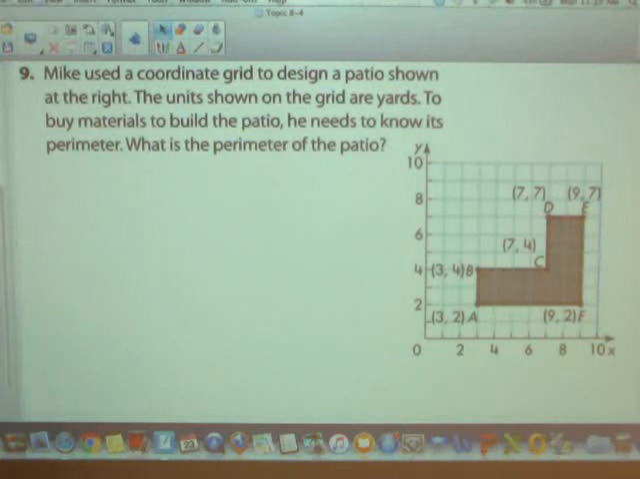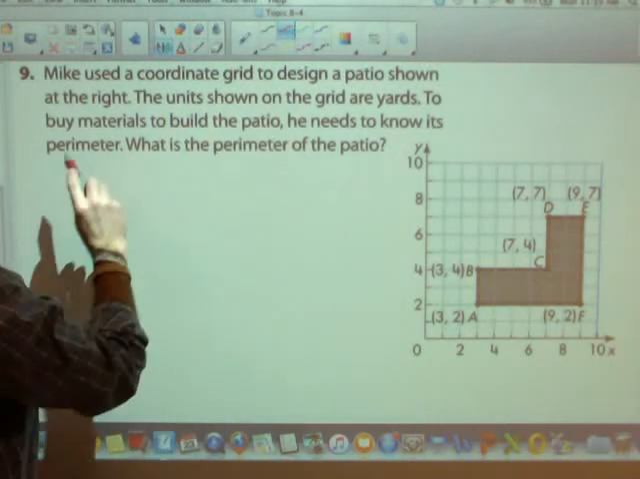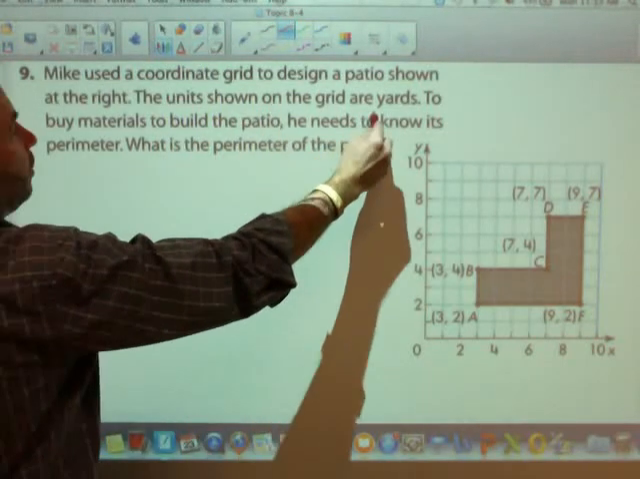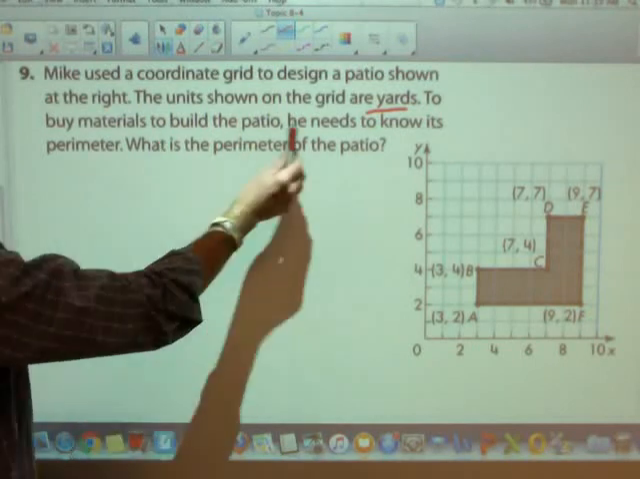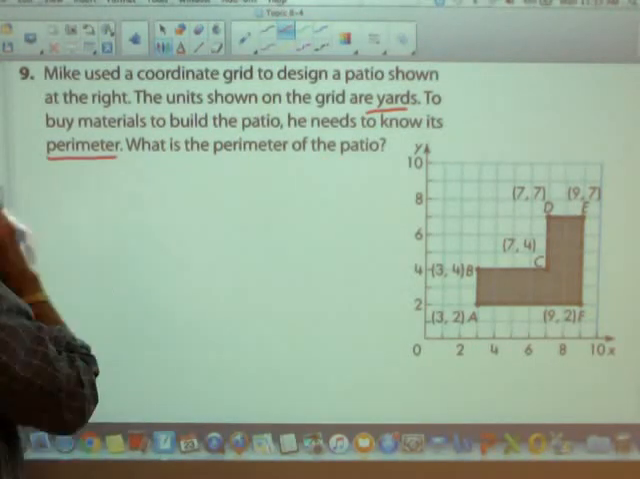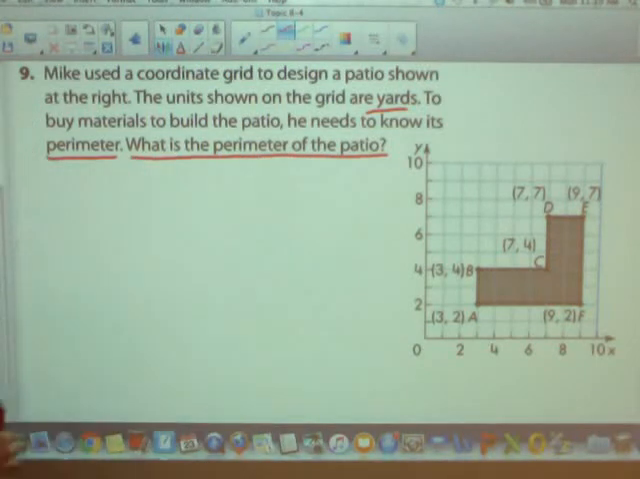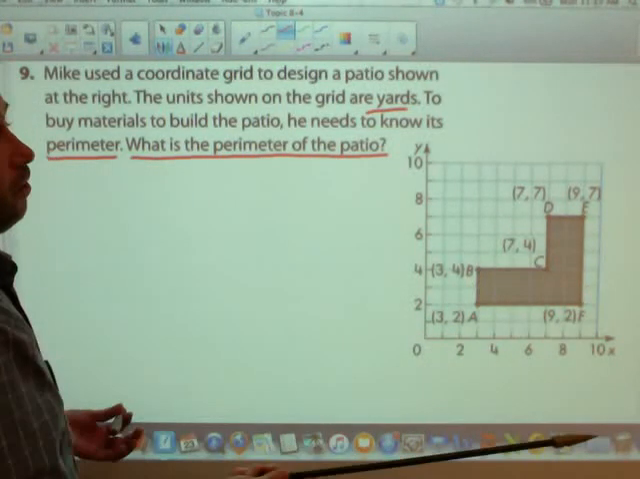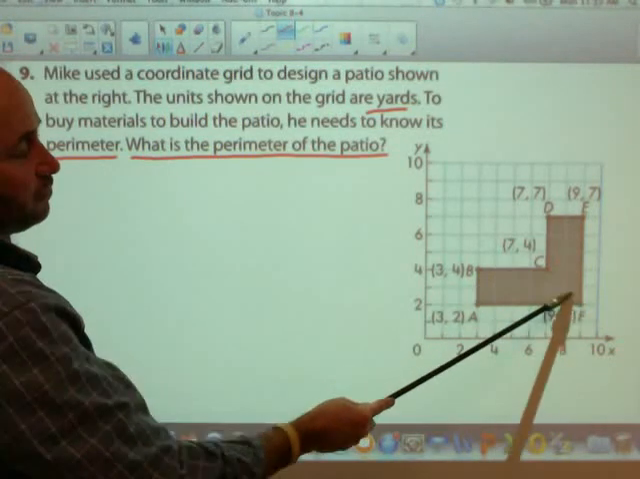All right, here we go. Mike used a coordinate grid to design a patio shown at the right. The units shown on the grid are yards. To buy materials to build the patio, he needs to know its perimeter. What is the perimeter of the patio? Well, in this case, they pretty much give you everything you need to know, and you could do the addition if you want over here.